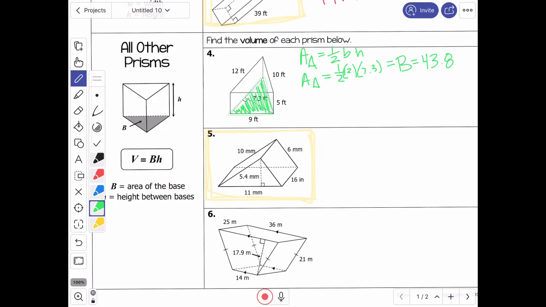Now I need the height between the bases. So if here is my triangle and my other triangle is behind it, I need this side or this side or this side. Oh, well, there it is right there, 5 feet. So the height between the bases is 5 feet. So my volume has to be 43.8 times 5 to get a volume of 219 feet cubed.